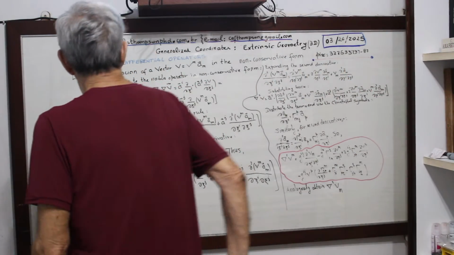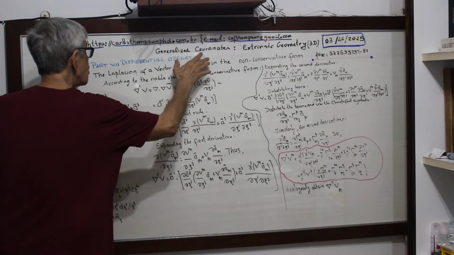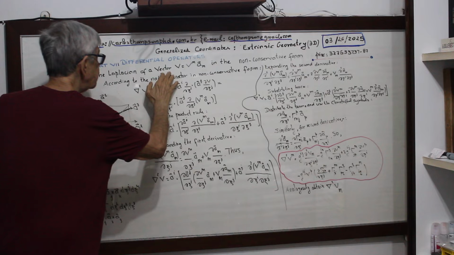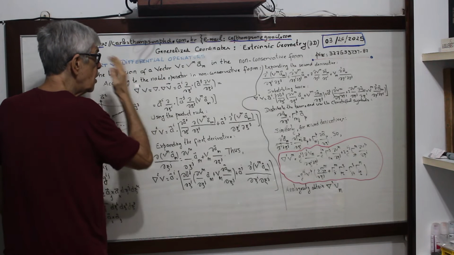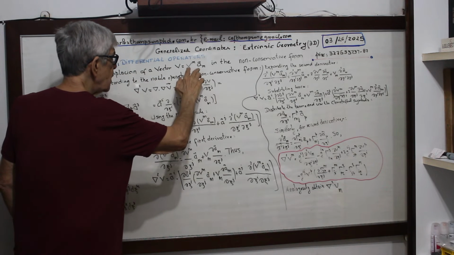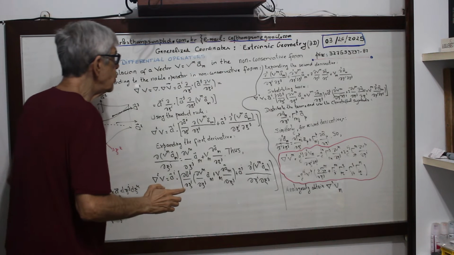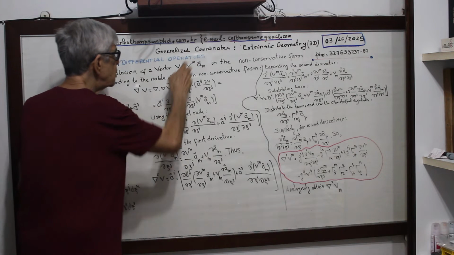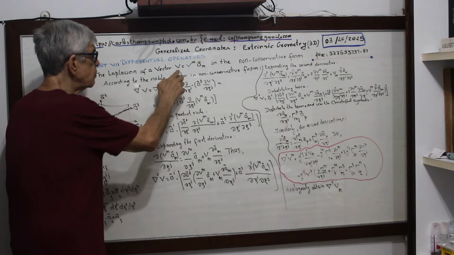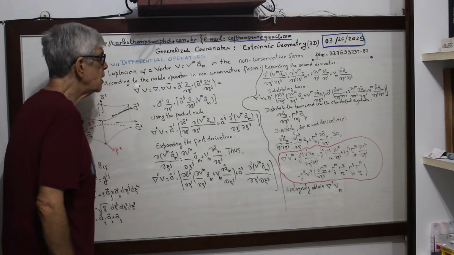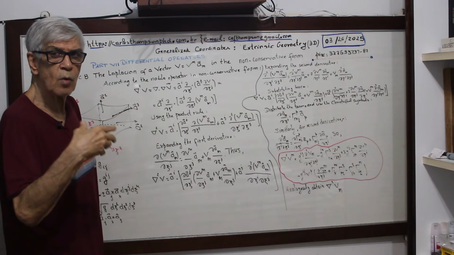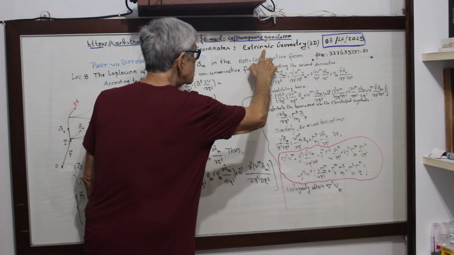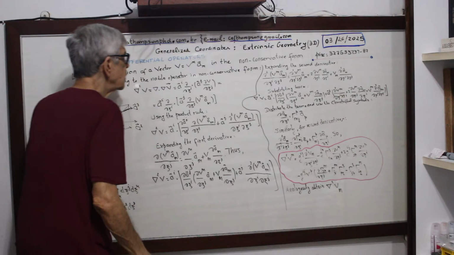Okay, again, part 7, differential operator. Lecture 8, the Laplacian of a vector. You see, the vector v we derive just using V^m A_m, which belongs to the vector space. V^m is the contravariant component of this vector v. A_m are the bases. Okay, m is equal to 1, 2, 3, because we are in this extrinsic geometry 3D.